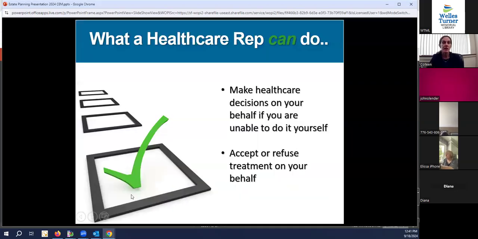So what can your healthcare representative do? They can make healthcare decisions for you if you're not able to. They can accept or refuse treatment for you. Those are the big pieces.